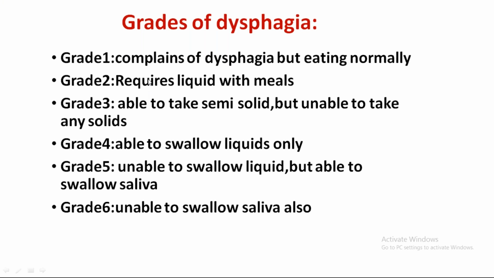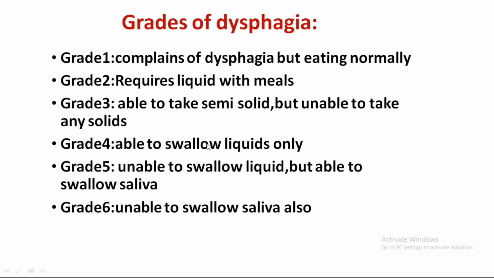Grades of dysphagia. Grade 1 means there are complaints of dysphagia, but eating is normal. Grade 2 requires liquids with the meals; when taking solid foods, it requires liquids. Grade 3 means able to take semi-solids but unable to take any solids; there is complete difficulty in swallowing solids, but he is able to take semi-solids.